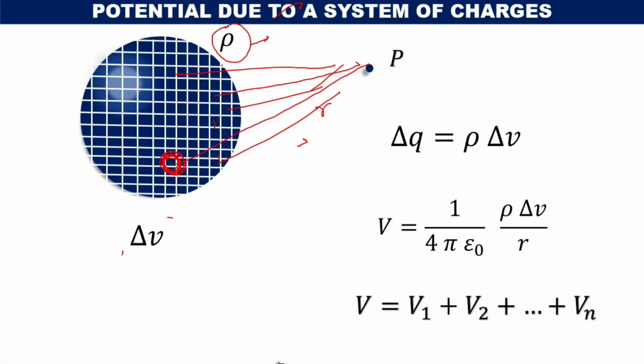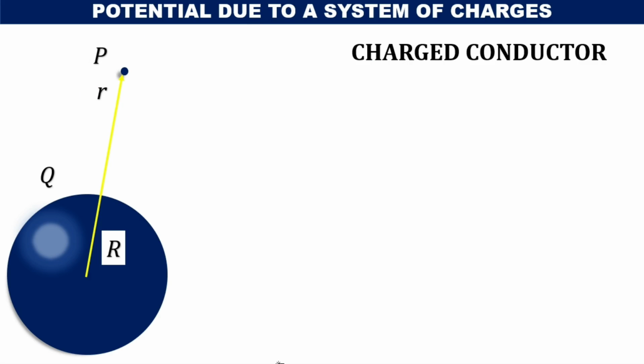Even then, the mathematical expression for determining the net potential at P is again in accordance with the principle of superposition. Next, we are going to consider a charged conductor. In the previous case we considered a sphere with charges distributed over the entire volume, but here we are considering only a charged conductor. When we consider the conductor, we know that the charge Q given to the conductor will only reside on the outer surface of the conductor. That means inside the conductor there are no excess charges.